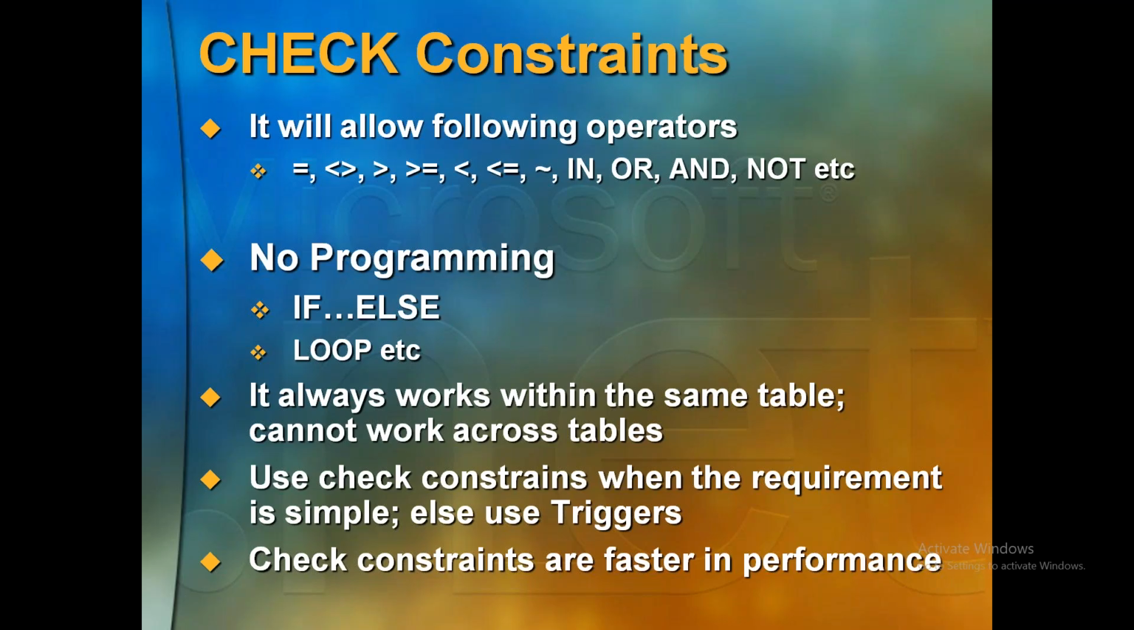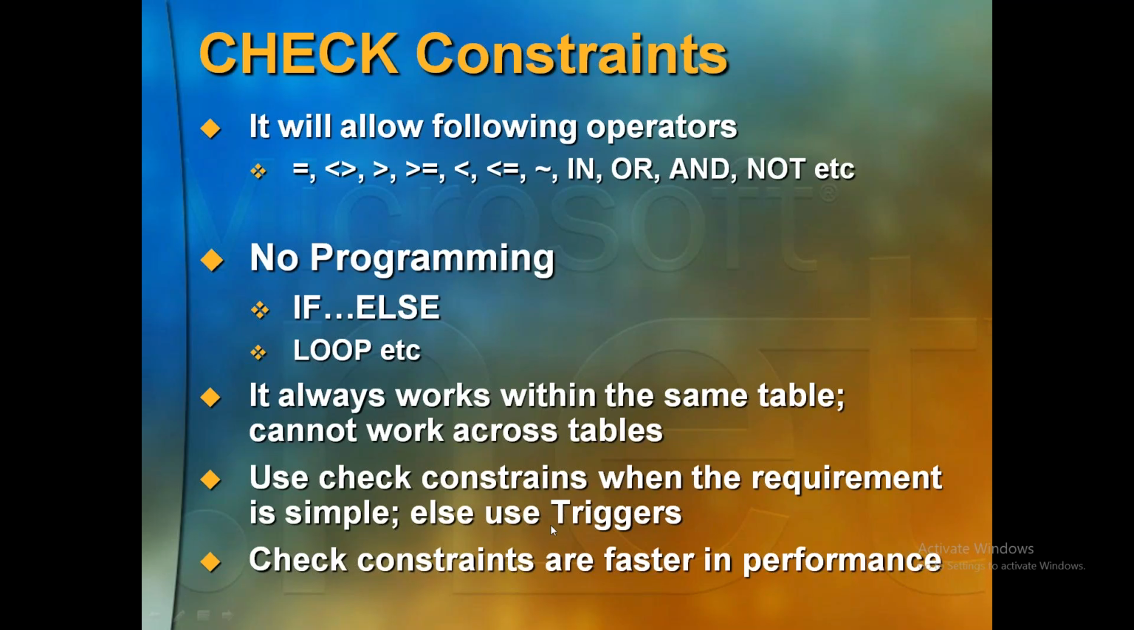You don't know what programming is, so if and else loops, all of them cannot be implemented. Simple expressions you can write: salary greater than zero. Gender can be either male or female. Grade can be either A grade or B grade. It always works within the same table, cannot work across tables.